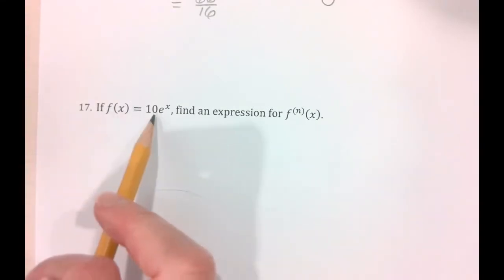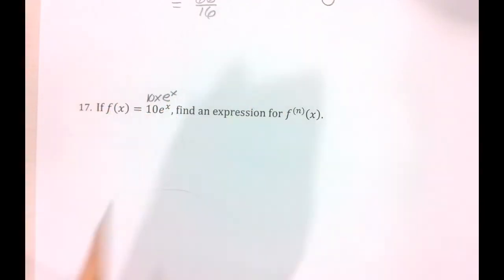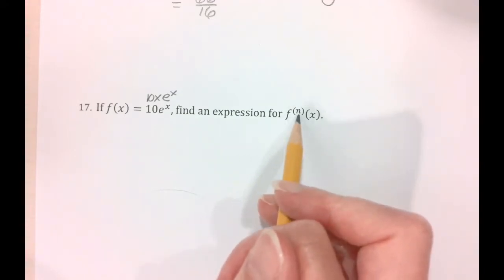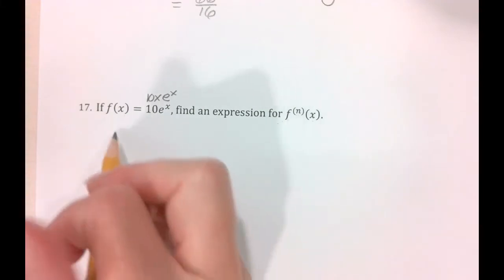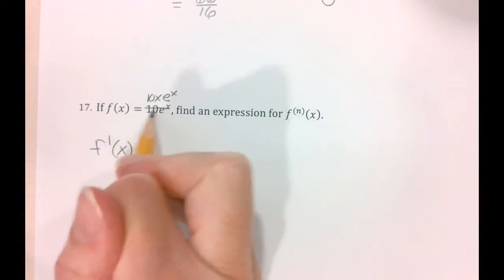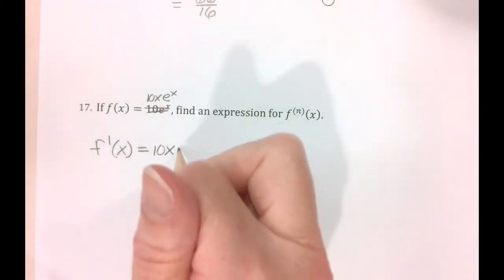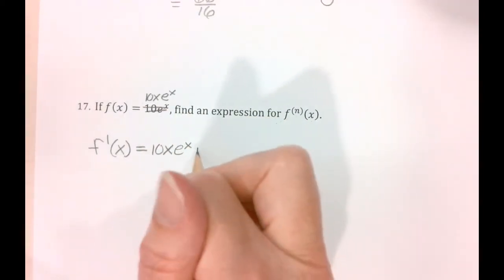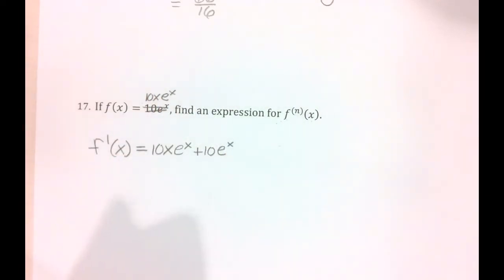If f of x is equal to 10x e to the x, find an expression for f's nth derivative at x. I'm going to start with the first derivative. This is a product, so I'm going to take my 10x as is, the derivative of e to the x is itself, plus now the derivative of the first, which is 10, times the second one as is.